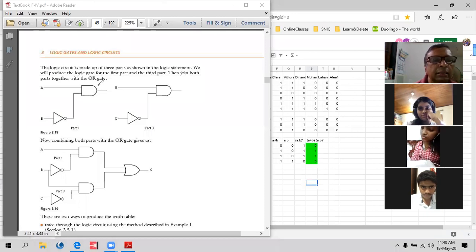Now, last time we learned, Vidushika will agree, we have to write like this. A and not B. So you can write A dot, because this is an AND gate. And here the B is coming out like not B, no?